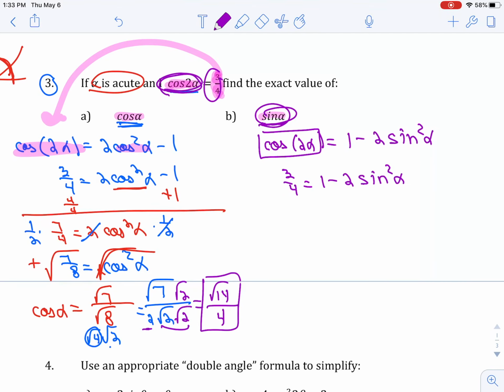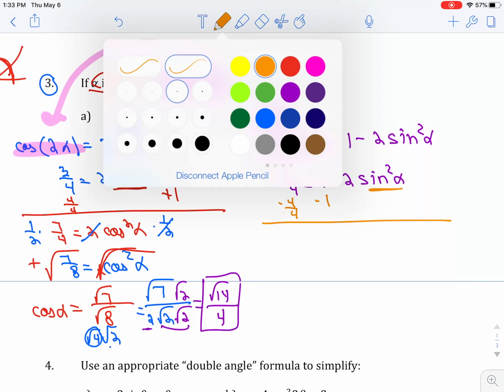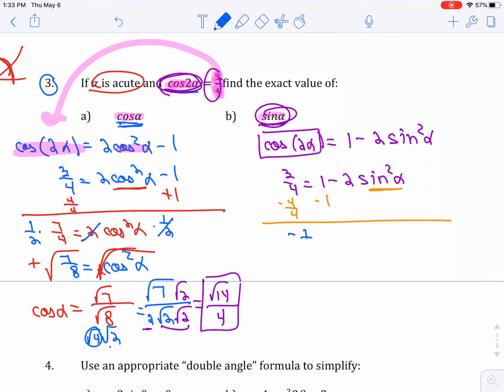And then again, it's just a matter of doing some algebra. I need to get this sine alpha all by itself. So I'm going to subtract 1 from both sides first. Over here I'm going to subtract 1 in the form of 4/4. So I end up with negative 1/4 is equal to, now be careful, this goes away, but I still have negative 2 sine squared alpha.